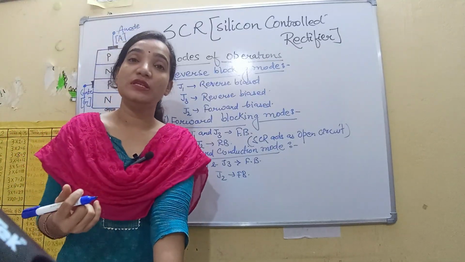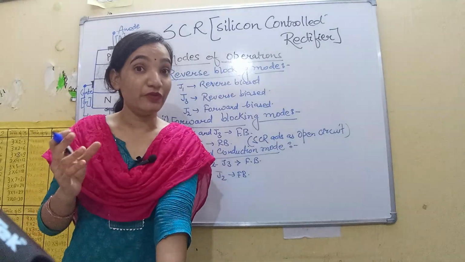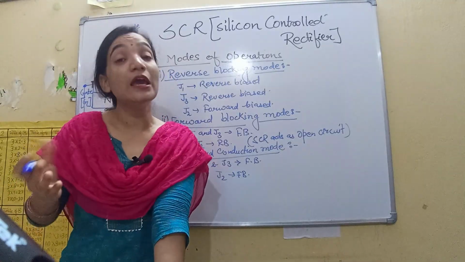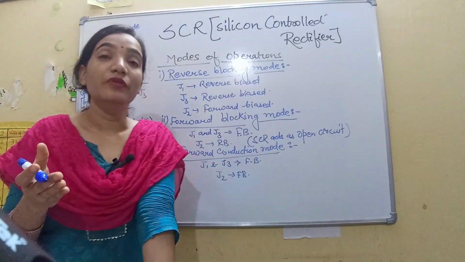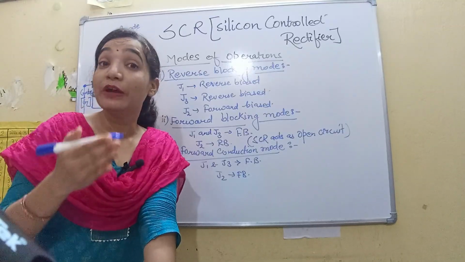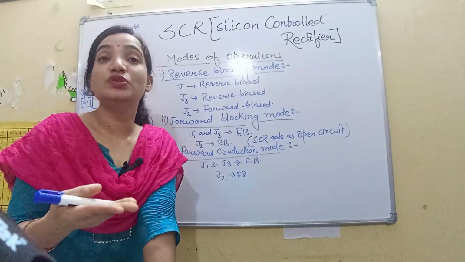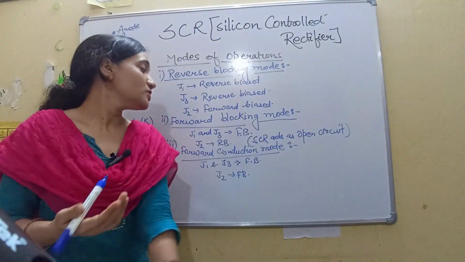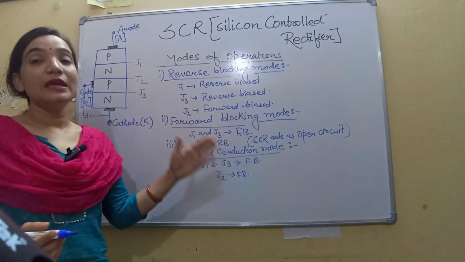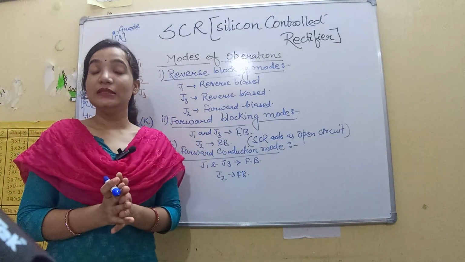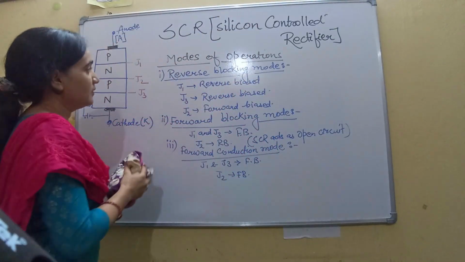This means we are able to control the SCR in a better way. We know how to control it. If we increase the gate trigger, the breakover voltage required is less, and it starts to conduct. Okay, so these are the three modes of operation in SCR. Now let us see the VI characteristics. Okay, so let me wrap this one.